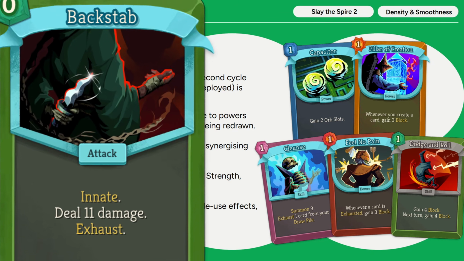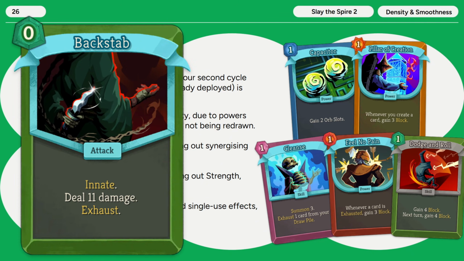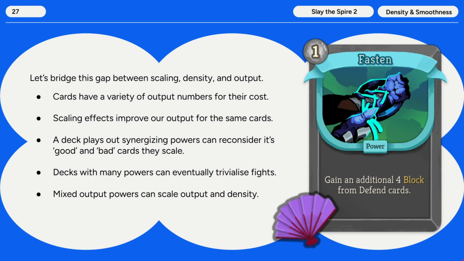If a Backstab is the best way to improve the damage output of your deck, for example, that only works on turn 1. Trying to draw a Backstab through the second cycle through your deck, occasionally it happens, extremely rarely, but under normal play circumstances, the second cycle through your deck that doesn't have Backstab in it is going to have lower damage capacity than your turn 1 with the Backstabs. We can bridge that gap though, so let's look between scaling and density and output.